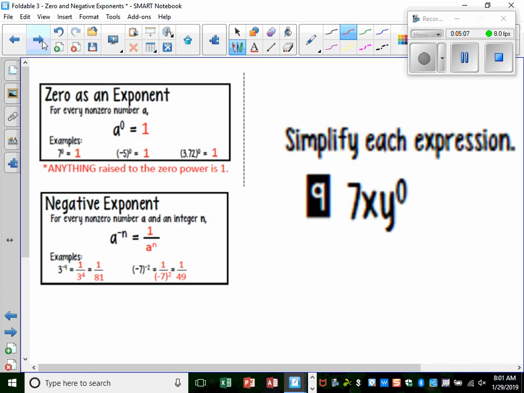And then number 9, notice really everything has a positive exponent. This has a positive exponent, that has a positive exponent, and this piece just equals 1. So technically it's just 7x times 1, which is 7x. The y to the 0 power is the 1. Remember, anything to the 0 power is 1.